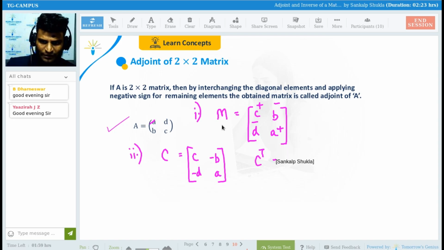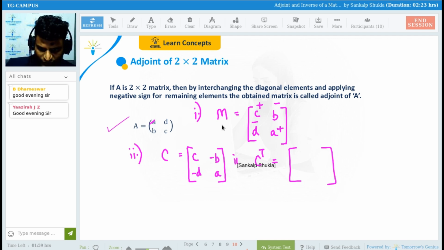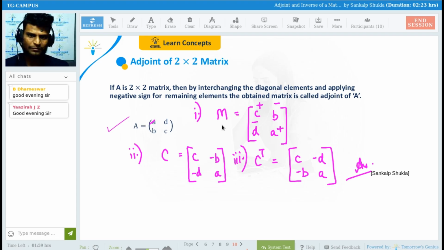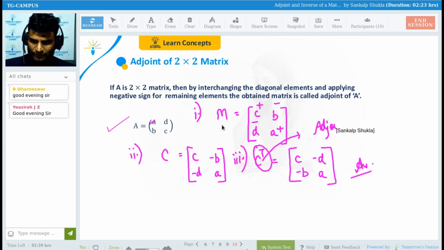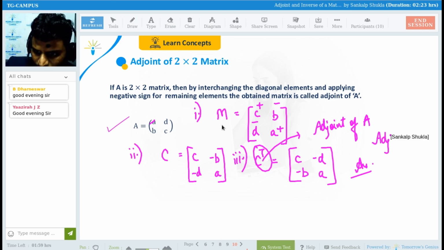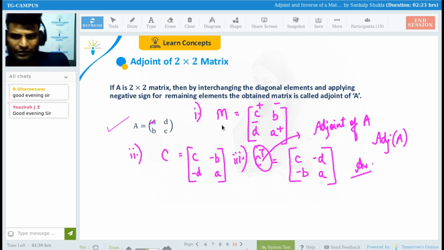Now take the transpose, that means CT. This is actually your third step. So this is the answer. This is the adjoint of A. Now how do I write the adjoint of A? There must be some sort of notation, right? That is ADJ of A. It is written as ADJ of A, which means adjoint of A.